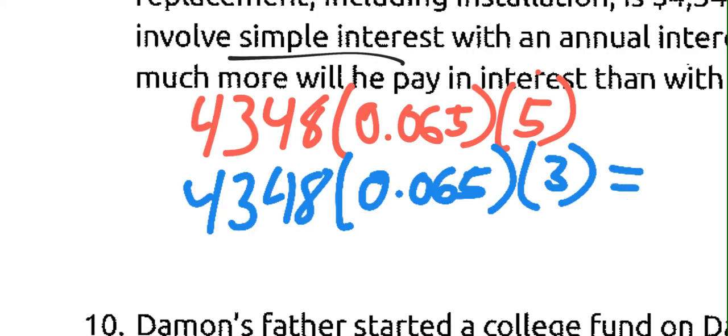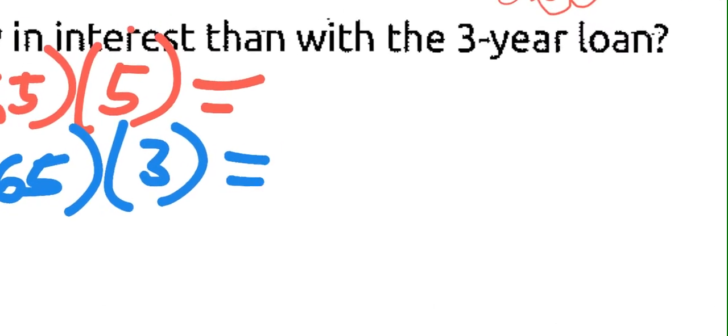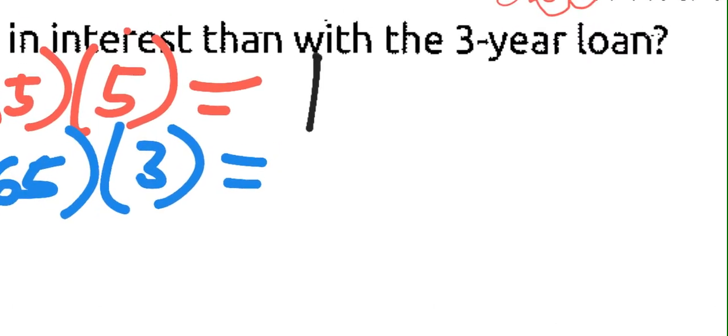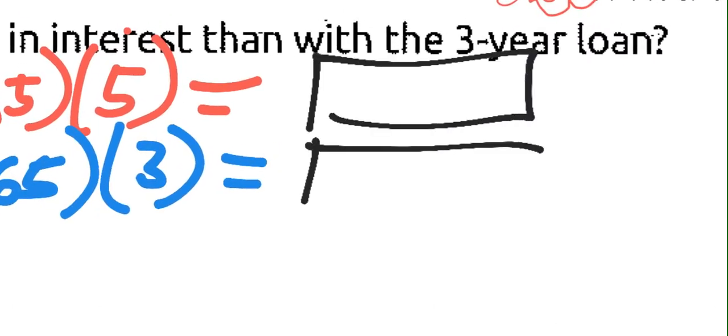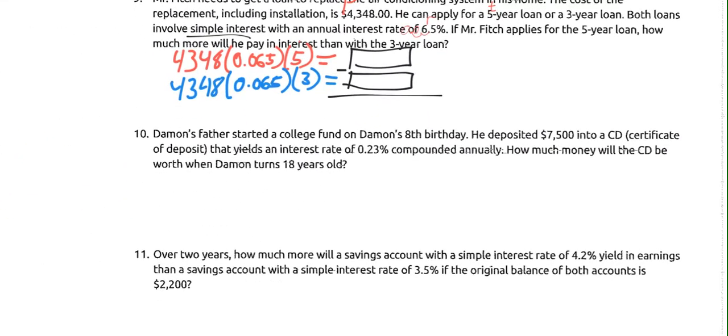You're going to find out the amount for that one, find out the amount for that one. And again, it wants to know how much more is one than the other. So you're going to get an amount here, you'll get an amount here. Subtract and find the difference between the two loans.